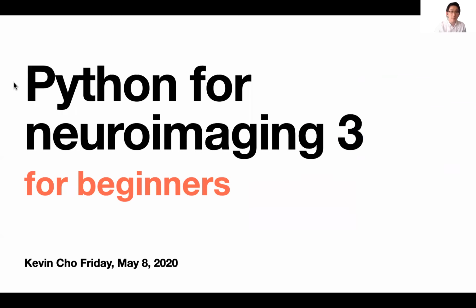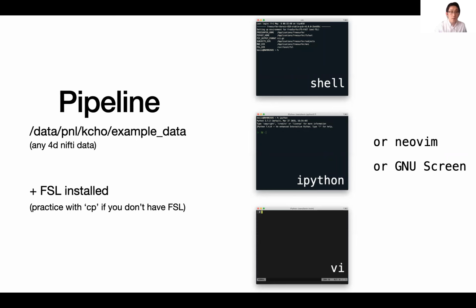So this is Python for neuroimaging for beginners, the third session. And today I'm going to talk about pipelines. But before, again, we need example data. If you have example data, download it and copy it to your home directory. If you don't have access to the RGS server, just get any 4D NIfTI data, that will be fine.